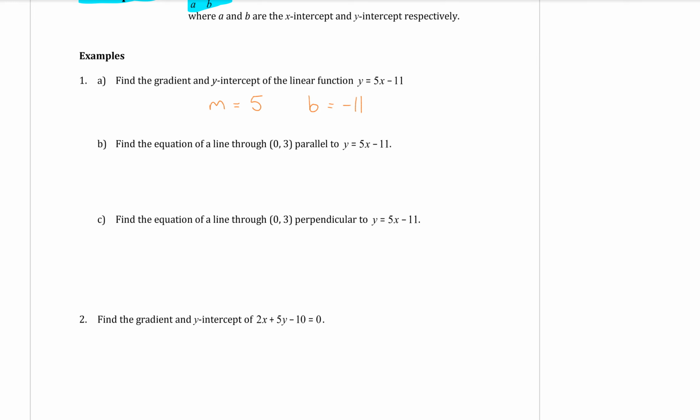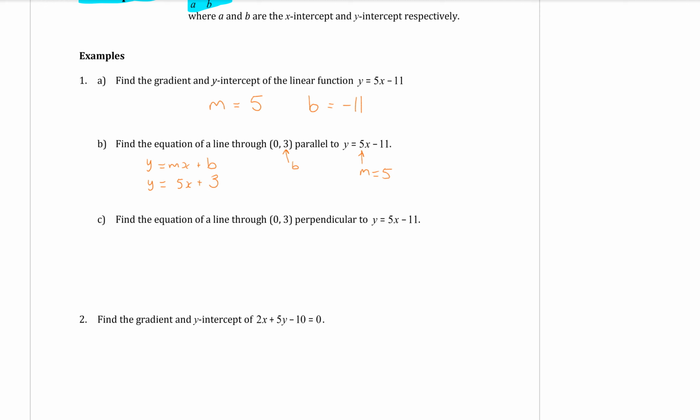Part B, find the equation of a line that passes through the point (0, 3) that is parallel to y equals 5x minus 11. So we already know that the gradient of this line is 5. And I've been given a point, but this point is a special point, (0, 3). If the x is 0, that means that the 3 is the y-intercept, which we give the letter b. And that means that I can write down the equation of the line using my y equals mx plus b form. So m is 5, so it'll be y equals 5x plus 3.